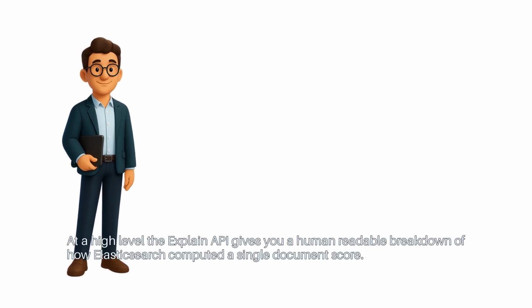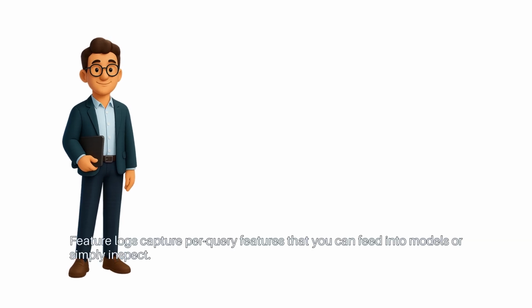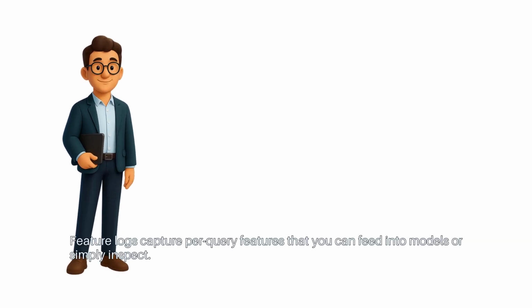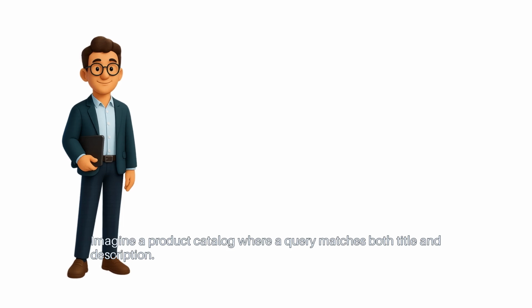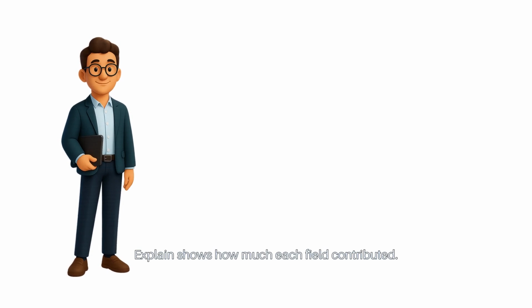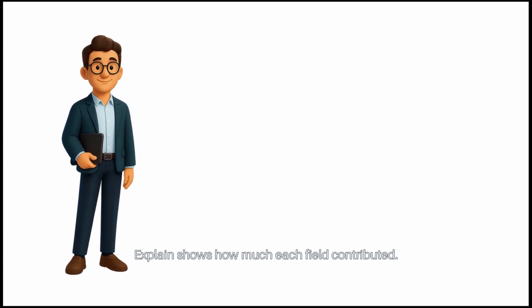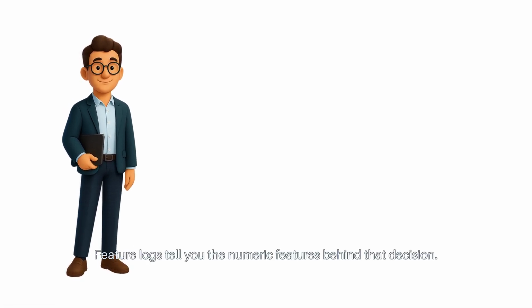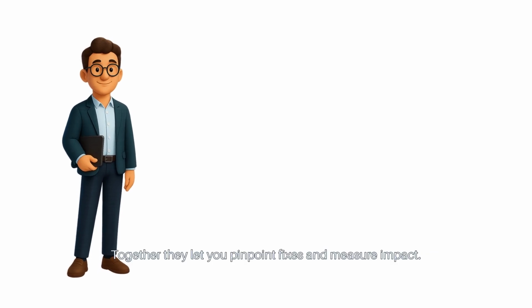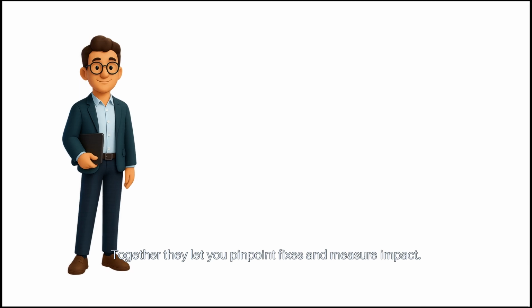At a high level, the Explain API gives you a human-readable breakdown of how Elasticsearch computed a single document score. Feature logs capture per-query features that you can feed into models or simply inspect. Imagine a product catalog where a query matches both title and description. Explain shows how much each field contributed. Feature logs tell you the numeric features behind that decision. Together they let you pinpoint fixes and measure impact.